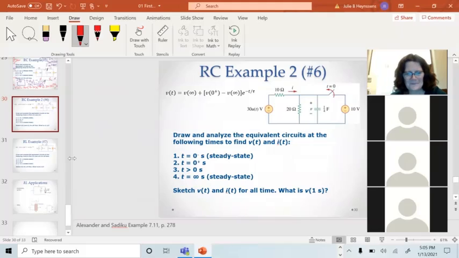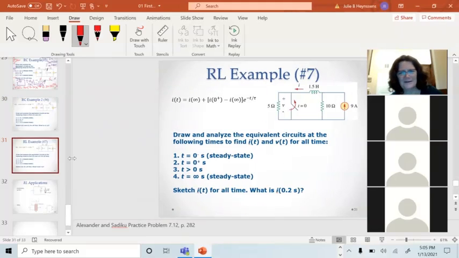Okay, so we did that. Now we're going to look at an RL circuit. This is the first time we've looked at one, but we're going to apply the general method. No more guesswork, you just do it systematically. If you do it systematically, you can get through these problems.